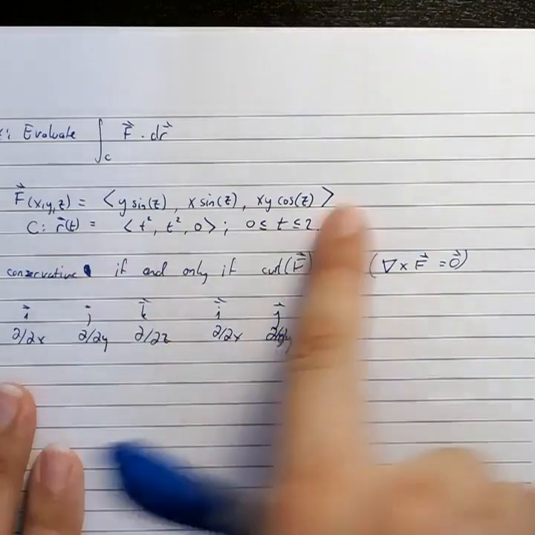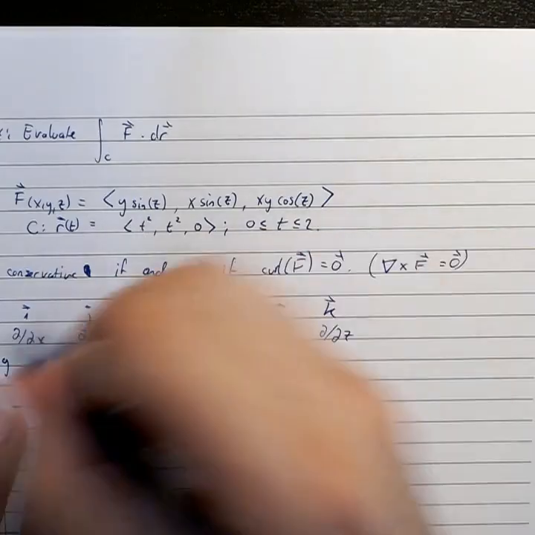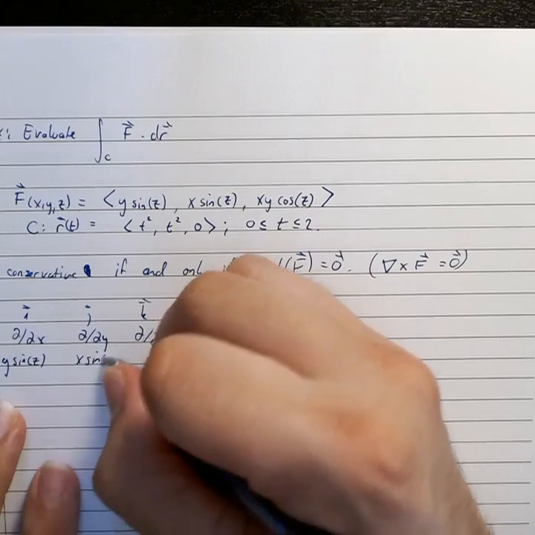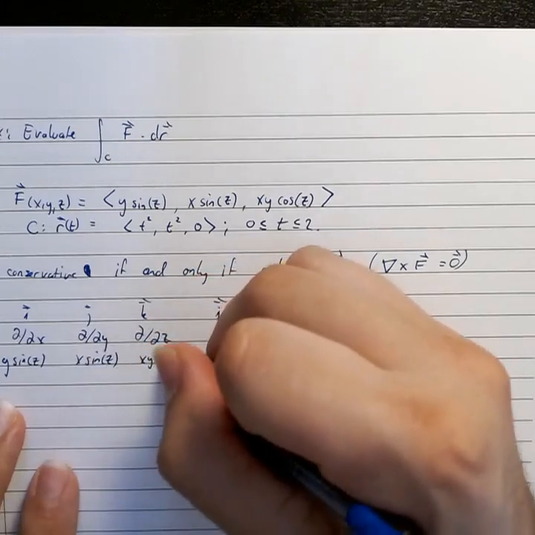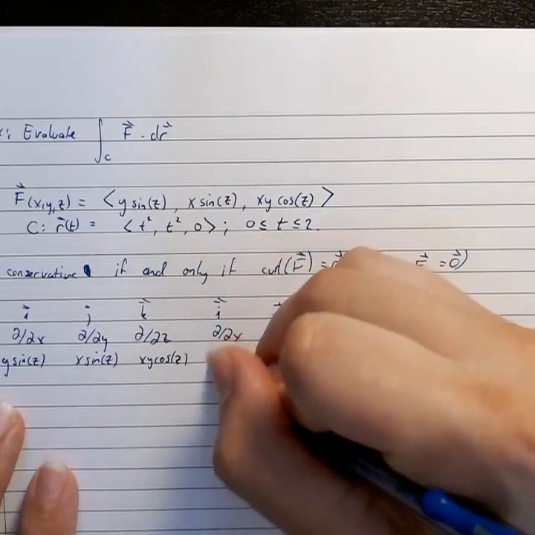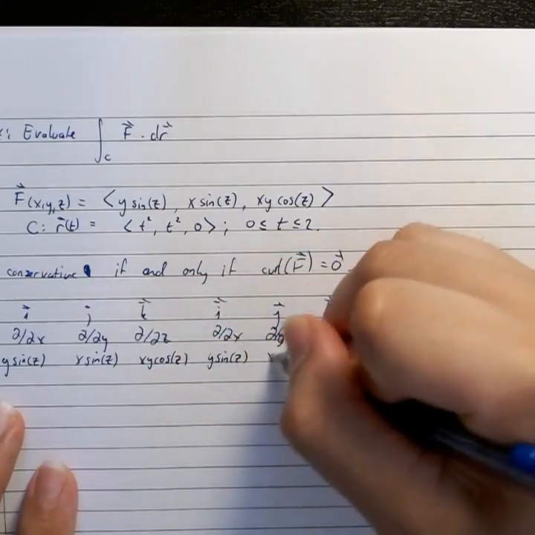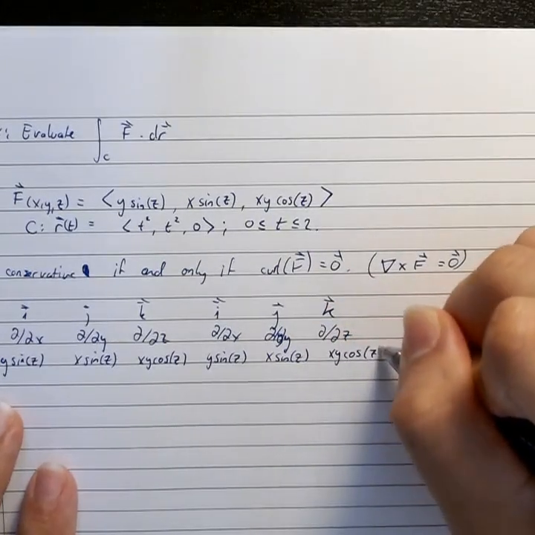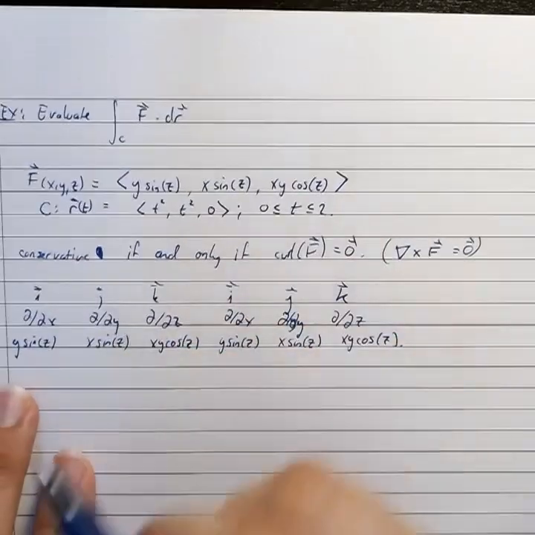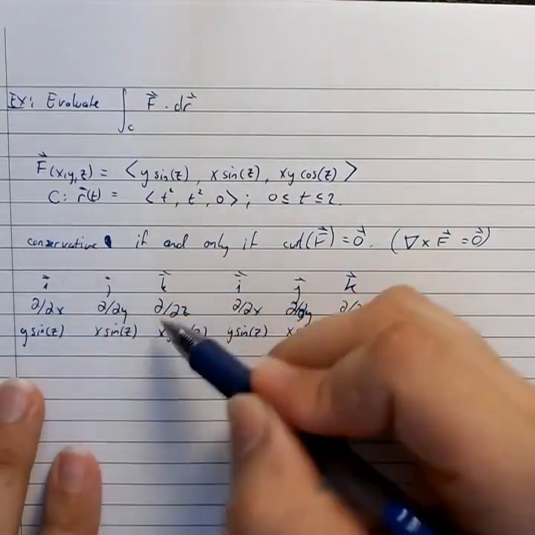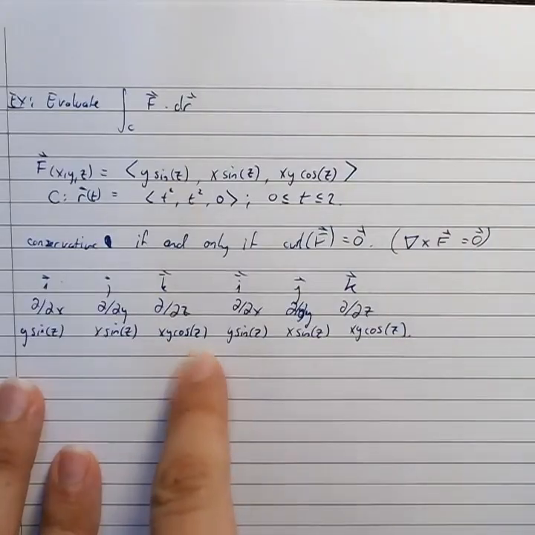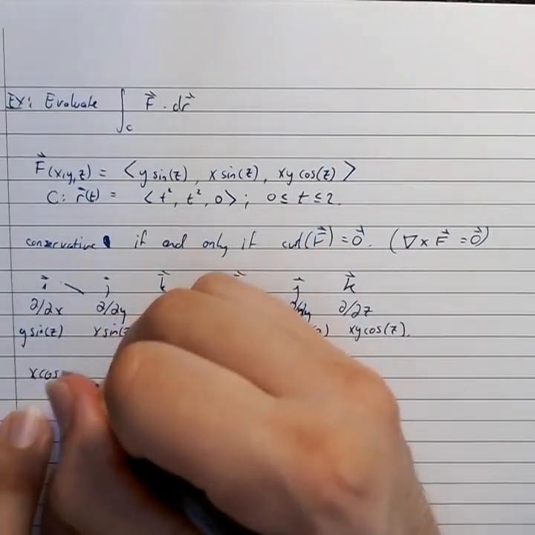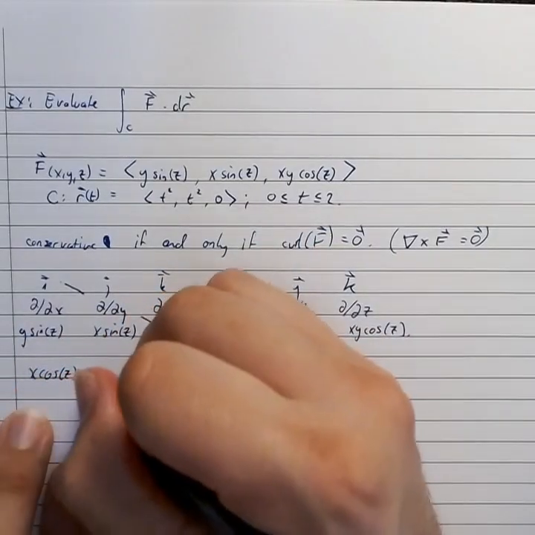And then F is made up of this vector: y sine of z, x sine of z, and xy cosine of z. Okay, now let's go ahead and multiply that out and find the cross product. That's going to be the derivative of this with respect to y, which is just x cosine of z. That's going to be our first component.